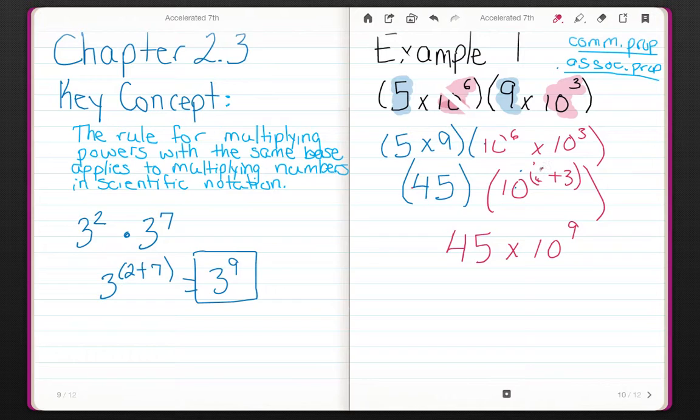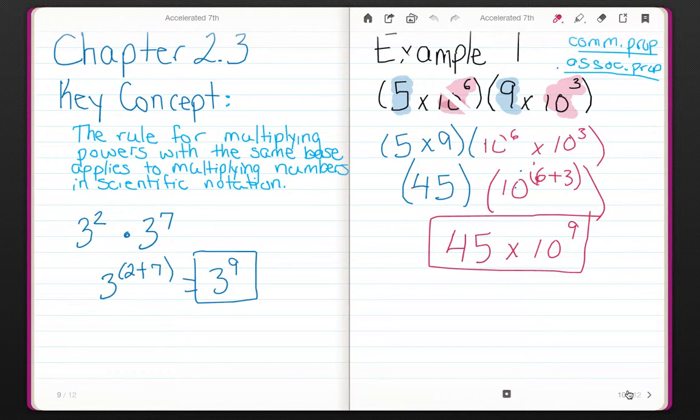Sorry, this got erased a little bit here. So, to recap, I used the associative and commutative properties to regroup 5 and 9 together, and then 10 to the 6th power and 10 to the 3rd power together. I multiply my numbers, keep the base the same and add the exponents, and come up with 45 times 10 to the 9th power.